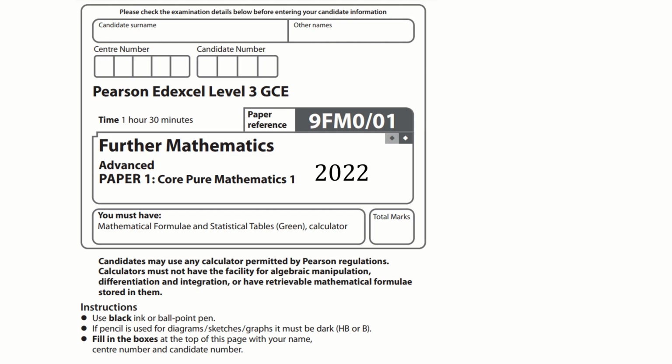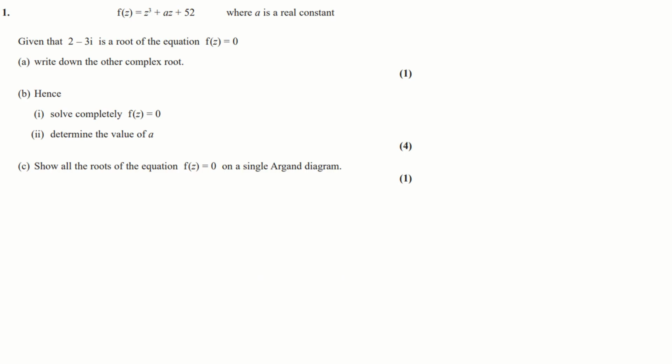Core Pure 1, 2022, A-Level Further Maths, Pearson Edexcel. Let's do this first question, free mark for being awake at some point during your A-Level Further Maths lessons: 2 plus 3i, it's the conjugate.